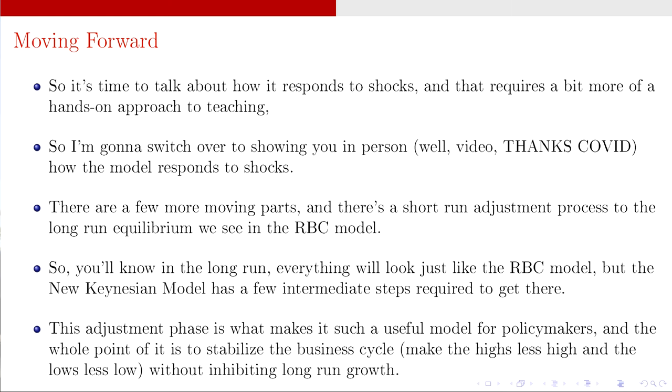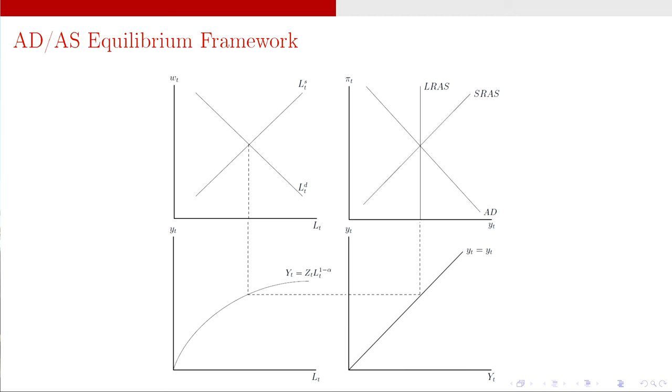This adjustment phase is what makes it such a useful model for policymakers, because the whole point of it is to stabilize the business cycle, basically making the highs less high and the lows less low, without inhibiting long-run economic growth. So this is our aggregate demand, aggregate supply equilibrium framework. And when I make a couple of in-person videos, where I'm just standing in front of the dry erase board, this is what we're going to be going off of. There's also going to be a graph above the aggregate demand, aggregate supply graphs, but I suppressed that just so you could see what's going on within these four graphs, because that's ultimately the most important stuff.